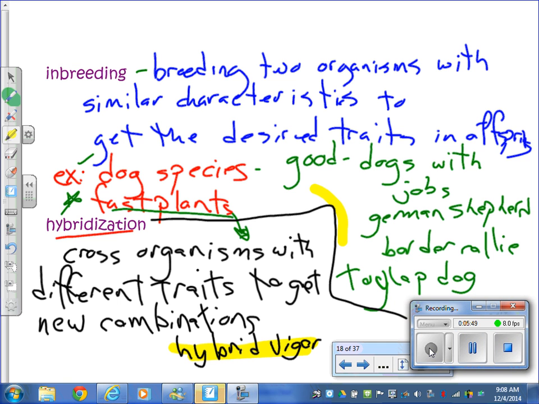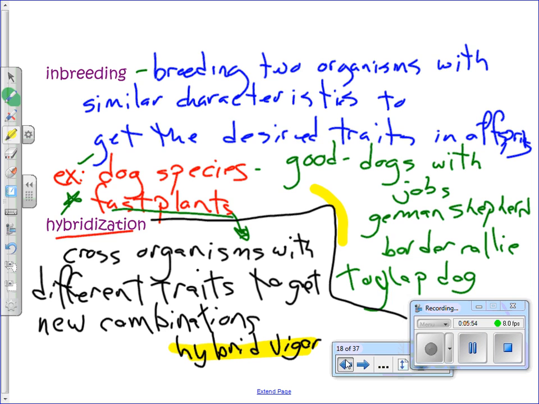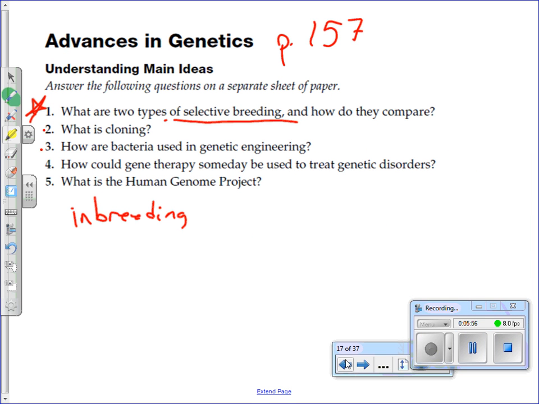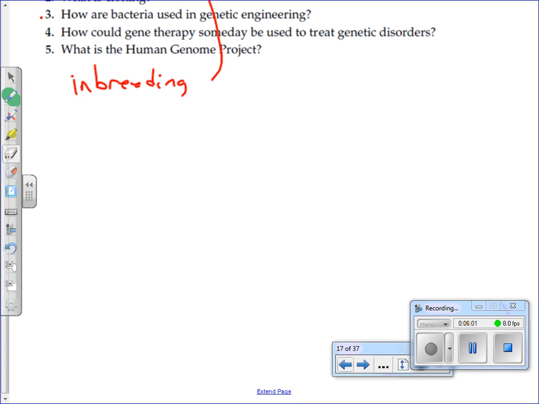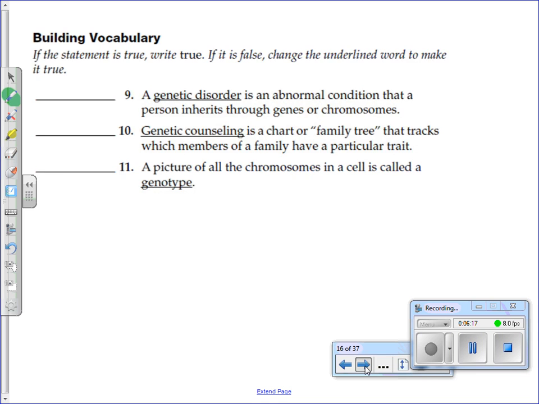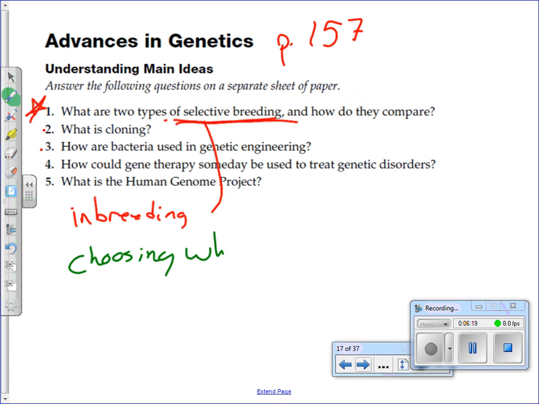Okay, so those are the two main types of selective breeding. And again, when we look back at the word selective breeding, it just simply means that we are choosing which traits should be included. So selective breeding is choosing which traits get passed on.